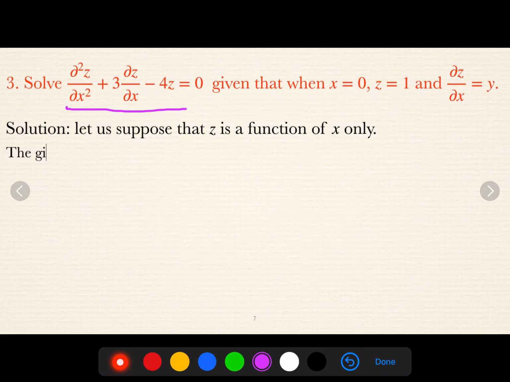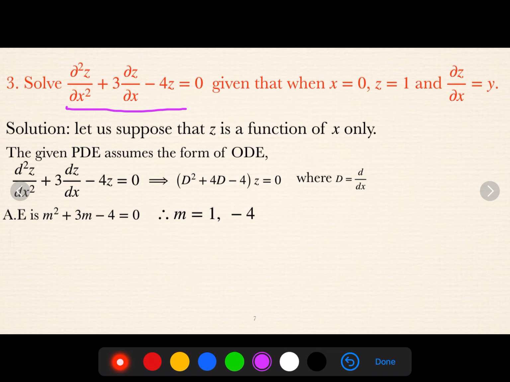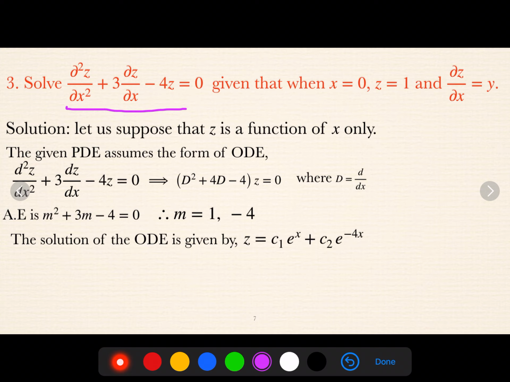So that the PDE can be written in the form of an ODE, that is d²z/dx² + 3 dz/dx − 4z = 0. Write the auxiliary equation and solve it; we will get roots 1 and −4. According to that, write the solution of the ODE: C1 e^x + C2 e^(−4x). Observe your independent variable is x, so the complementary function is also a function of x.